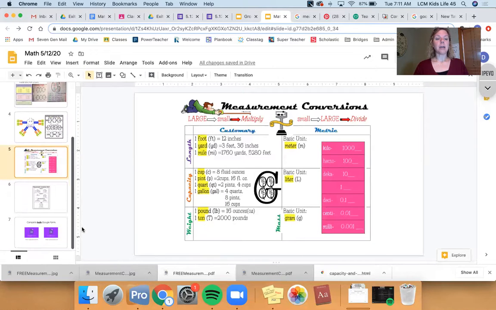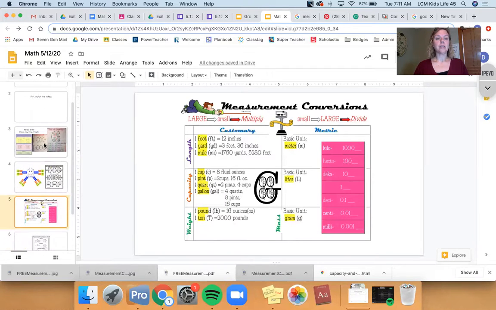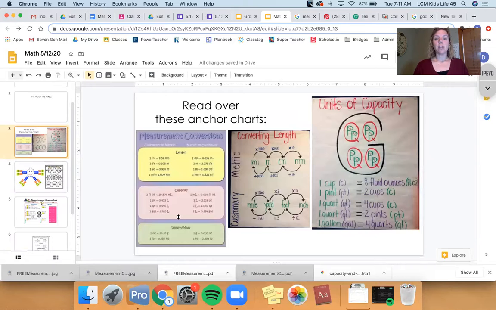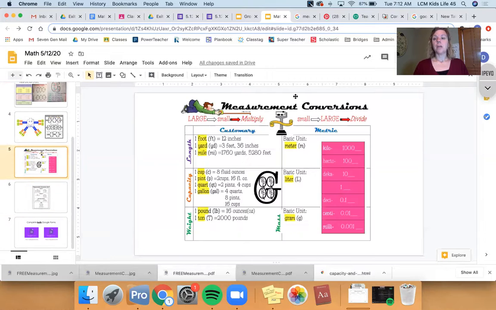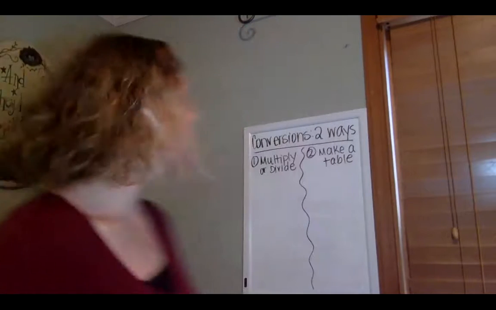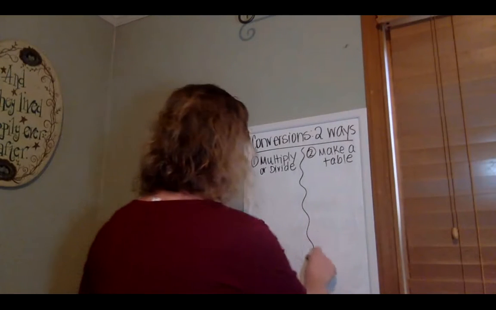This is the Google Slides that you are going to be seeing yourself today. So we have here another measurement conversion chart. There's also some shortcuts here of how to multiply or divide. I personally like this gallon chart for units of capacity, and we'll go over that in a minute. And there's just some different resources here for you. So that is what you will see today. We're going to focus on this one right now, but I'm going to show you two different ways to do your conversions.